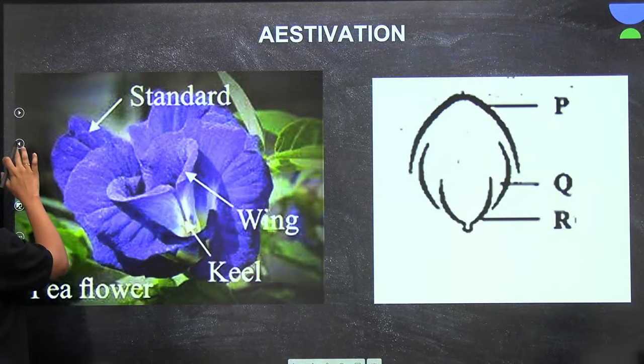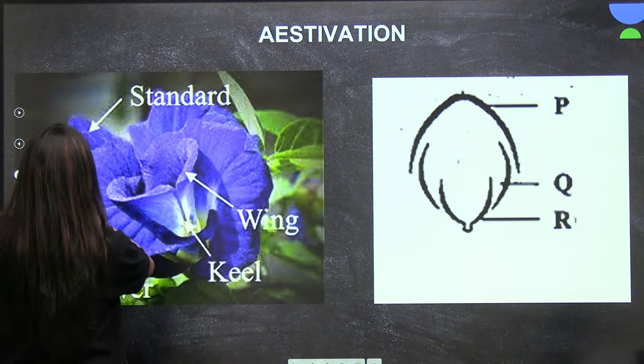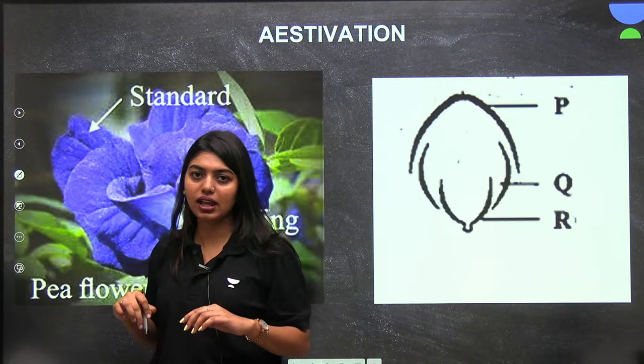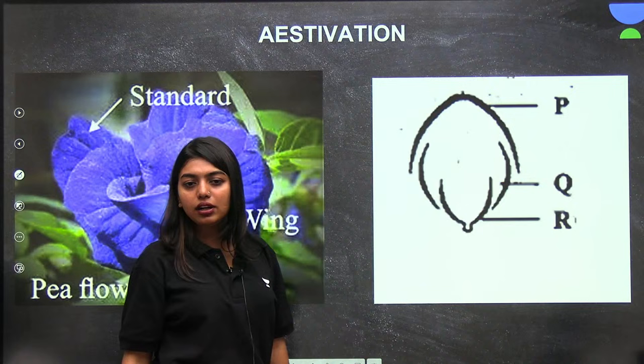Students, vexillary, I'm going to explain with the pea plant. Now look here, in vexillary we have one large petal, called the standard petal. Here, if you see, P is labeled. This is your standard petal. Clear?